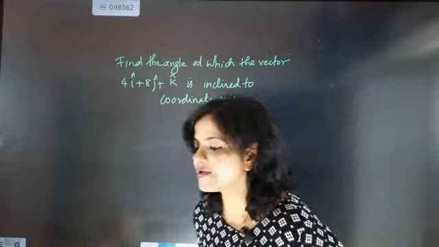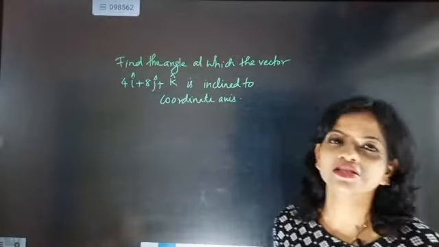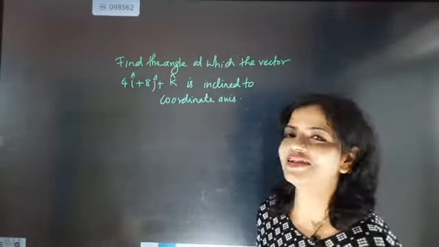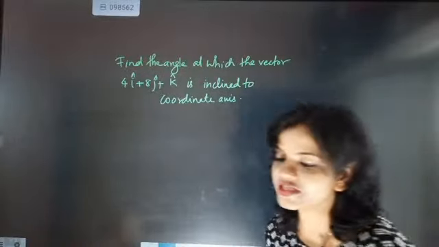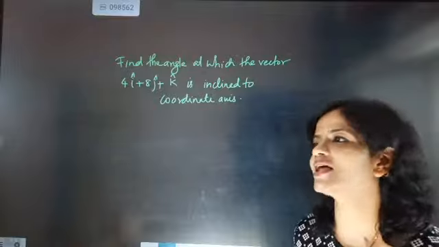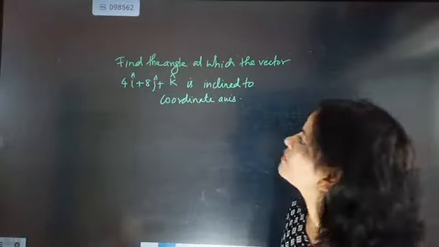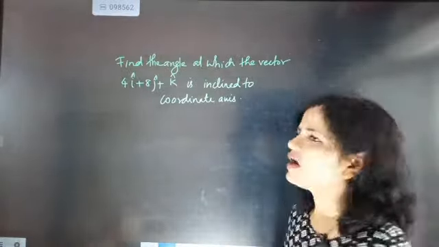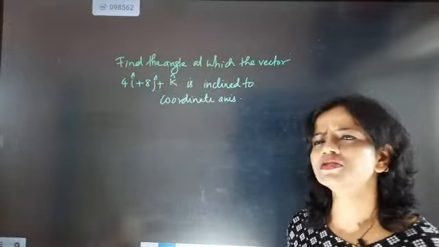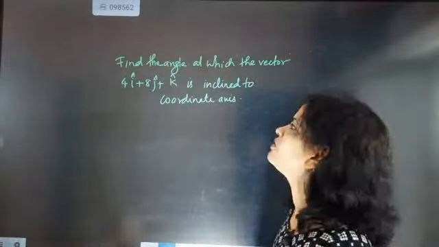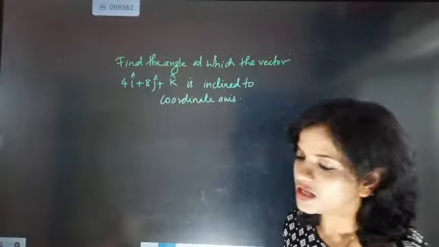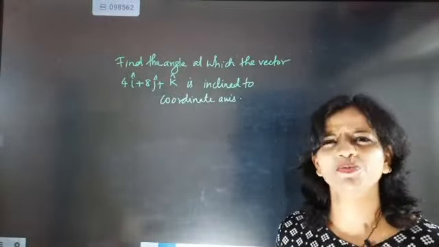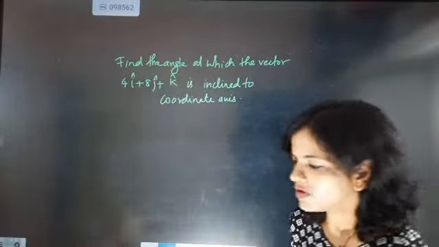Solve it fast. 16 plus 64 plus 1 is 81. Square root of 81 is 9. Then 4 by 9, 8 by 9, 1 by 9. I solved. So alpha will be equal to cos inverse 4 by 9, beta will be equal to cos inverse 8 by 9, and gamma will be equal to cos inverse 1 by 9. Plus minus, just go for it. We got it.